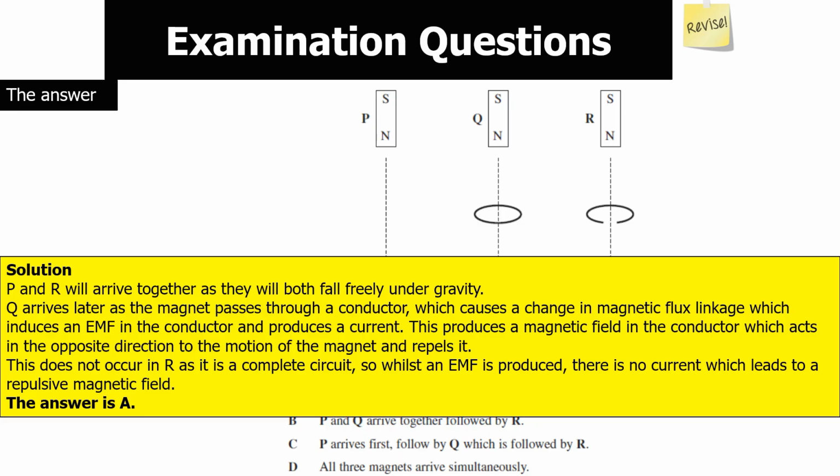Now this doesn't occur in R because R is not a complete circuit. So whilst an EMF is produced, there's no current which leads to a repulsive magnetic field. So our answer is A.